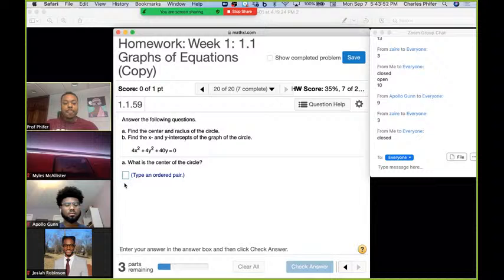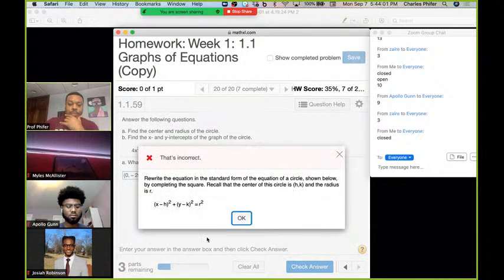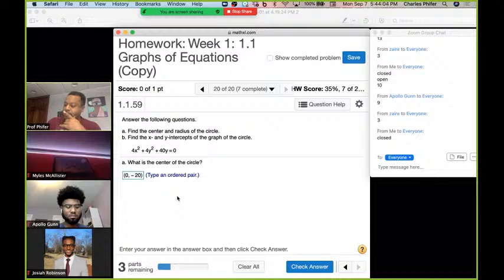Let's check this answer. What's the center of the circle? 0, negative 20. Cross our fingers. Oh, let's see. What do we do wrong? Center 0. Ordered pair. What do we do wrong? Let me look at the original. Oh, well, yeah, we got the y plus 20. 40 divided by 2 is 20. Type an ordered pair. What's the center of the circle? If it's not 0, negative 20, I can't think of.